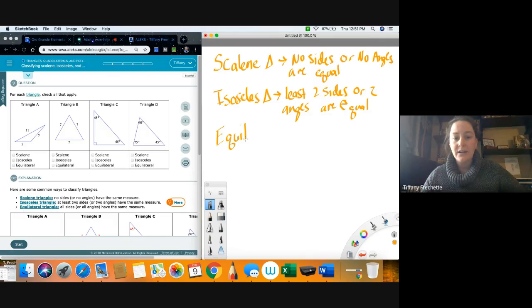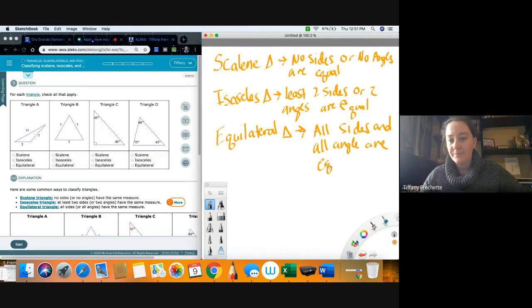And then we have an equilateral triangle. So this means all sides and all angles are equal, because they might give it to us either way. If a shape is equilateral, it specifically talks about the sides. So all sides are equal.